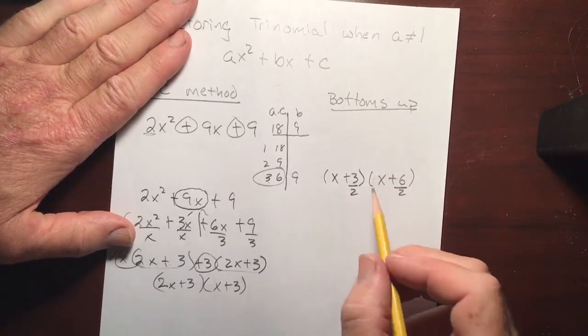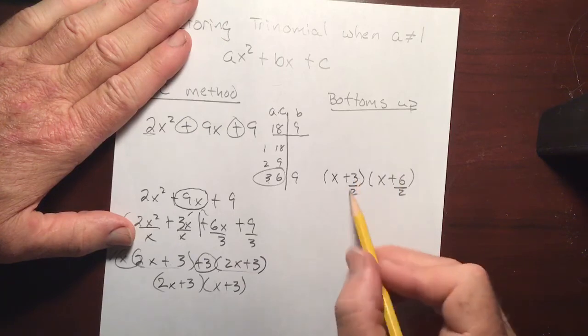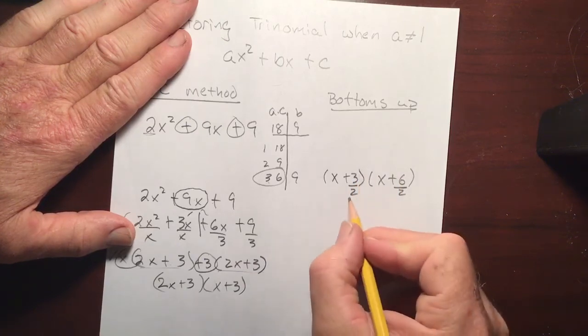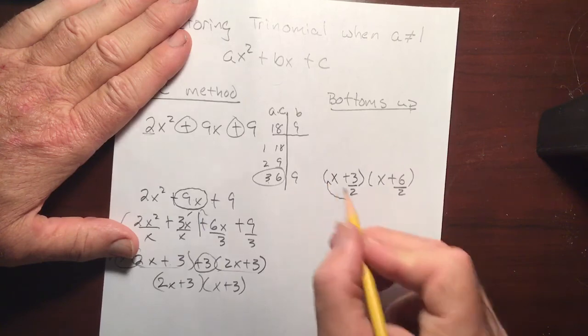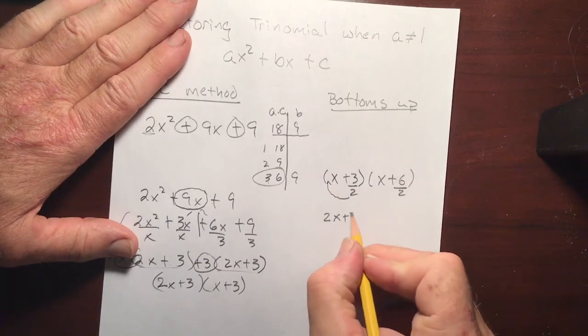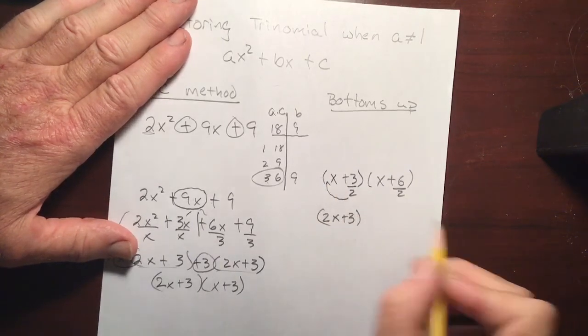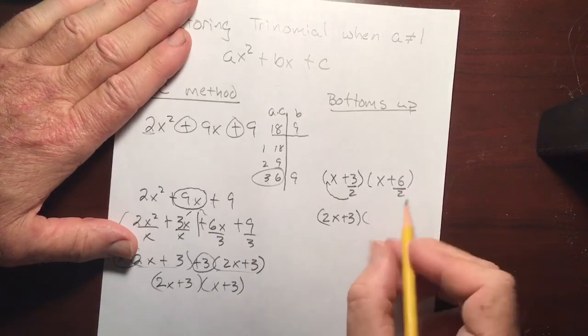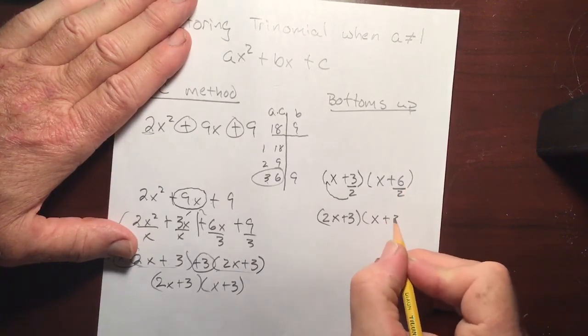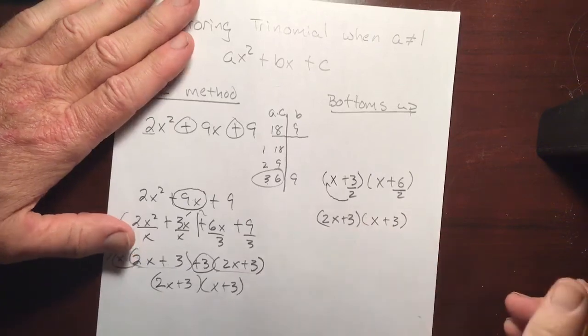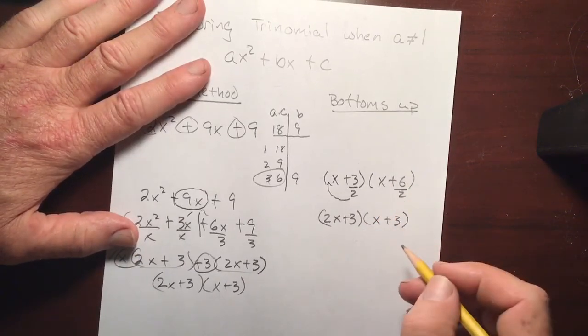Does 2 go into 3? No. Can I reduce it? No. So I'm just going to take this and put it right there in the front: 2x plus 3. Does 2 go into 6? Yeah, it goes in there 3 times. And you're done. Now, this seems like a lot easier, and it is.